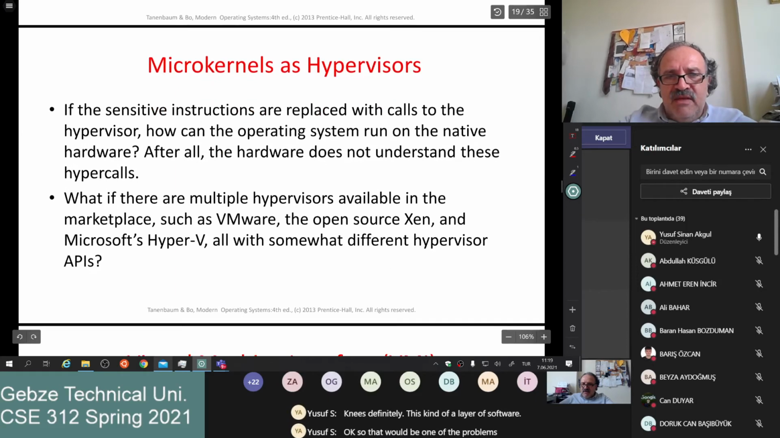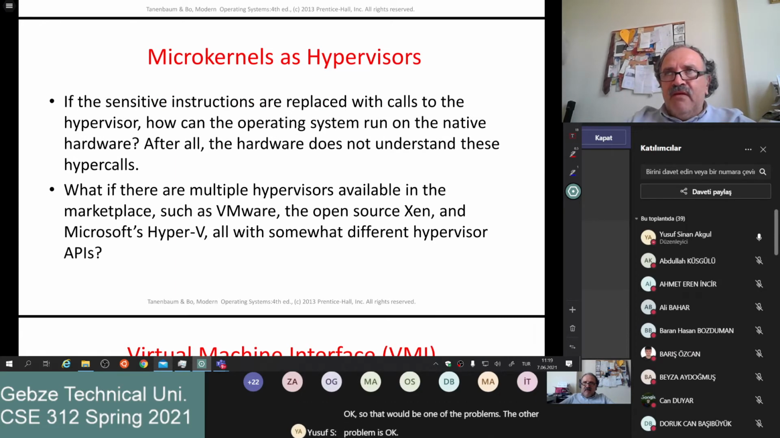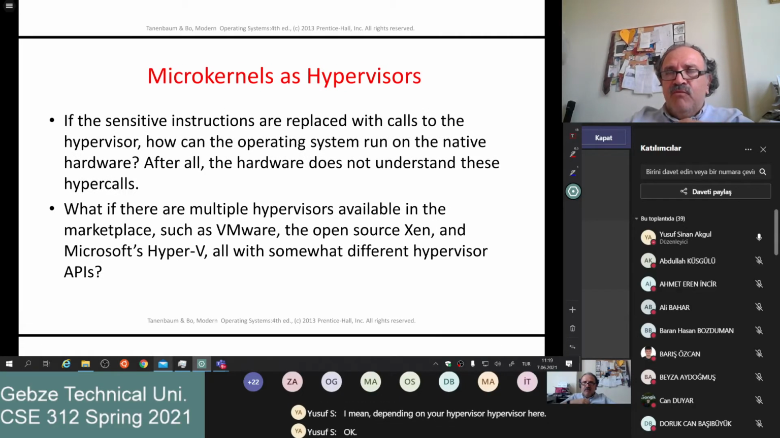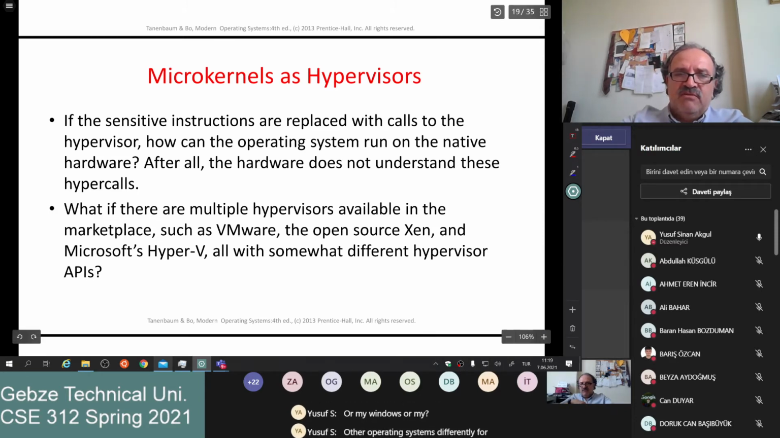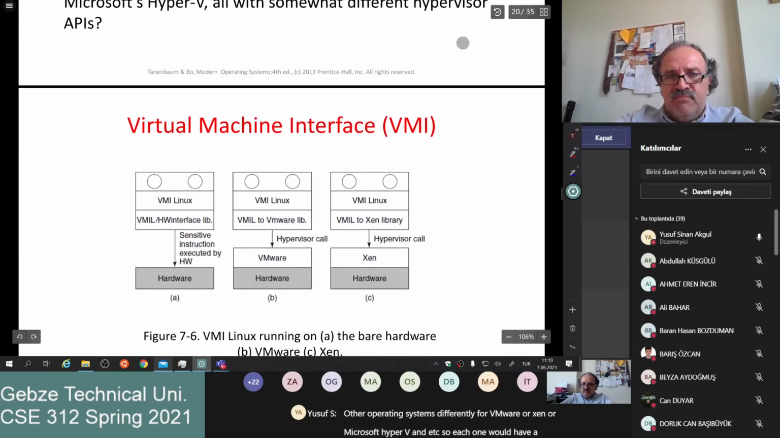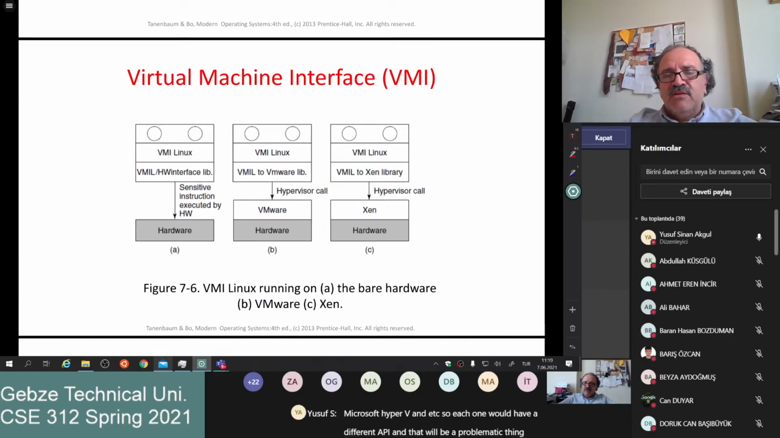The other problem is that, depending on your hypervisor, if you have different types of hypervisors, I have to modify my Linux or my Windows or my other operating systems differently for VMware or Xen or Microsoft Hyper-V and etc. So each one would have a different API, and that would be a problematic thing. So they end up doing this.